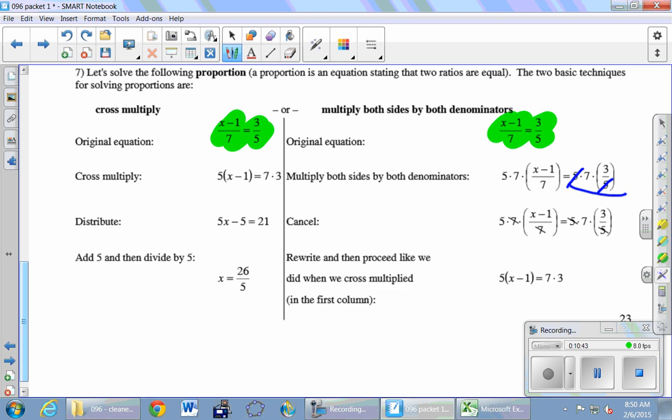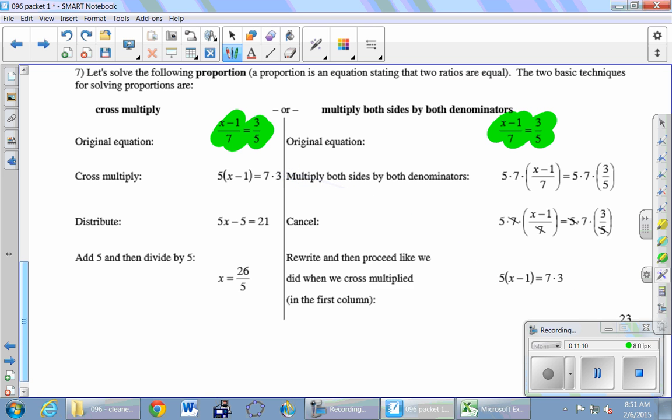And what happens on this side? The 5's cancel, and that's why you put the 5 there. And so all we're left with is this 7 times the 3, which is right down there, right? So you put the 5 on one side to cancel, and you put the 7 on the other side to cancel, but you've got to put everything on both sides. So we have this equation right here, and that equation is exactly the same as this equation that came from cross multiplying.